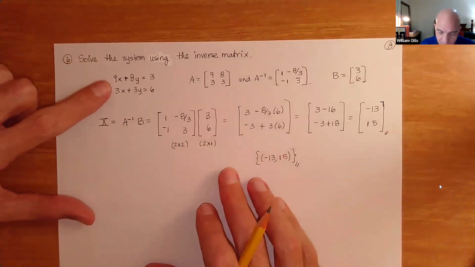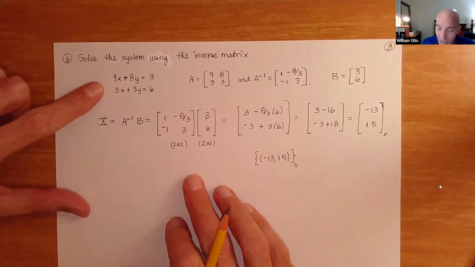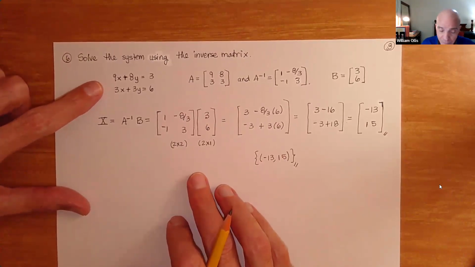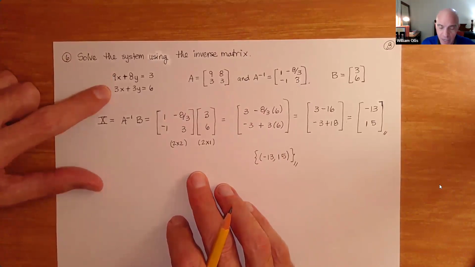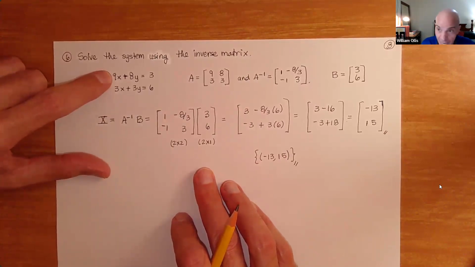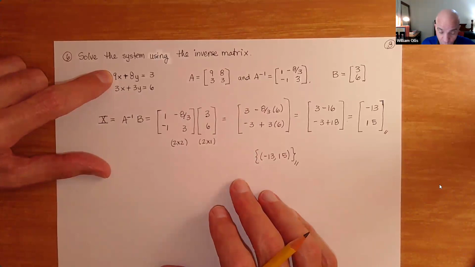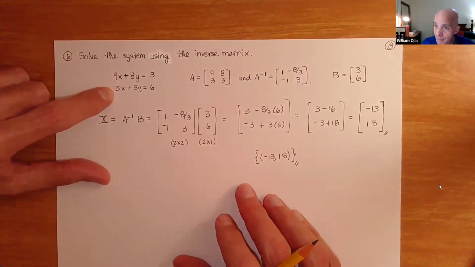Now, for instance, in this more specific example, I just want to show you how you can actually use the inverse matrix here. Notice we have a system, two equations, two unknowns. That is, we have 9x plus 8y equals 3, and we have 3x plus 3y equals 6.